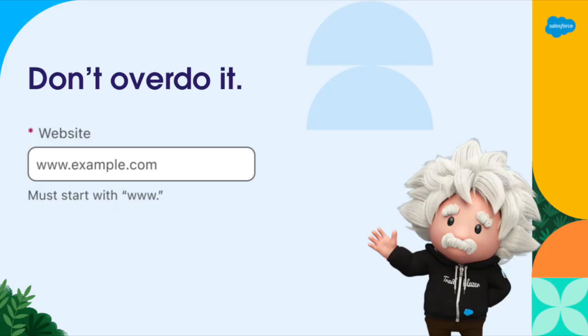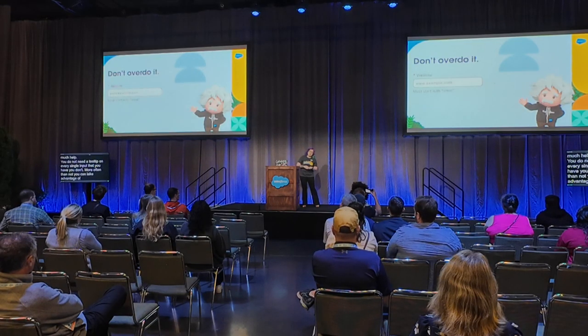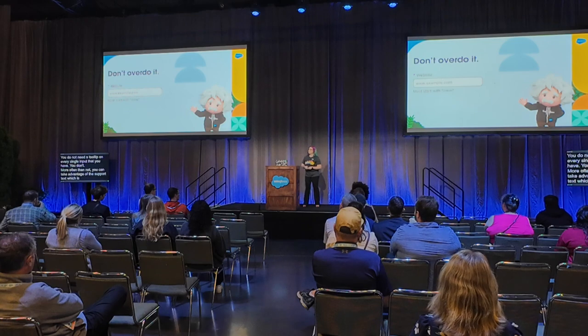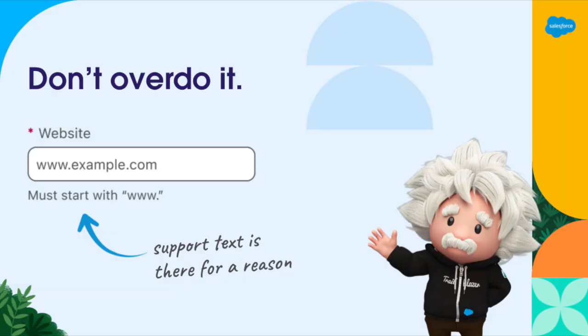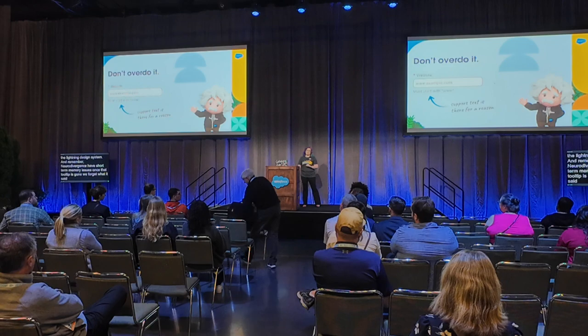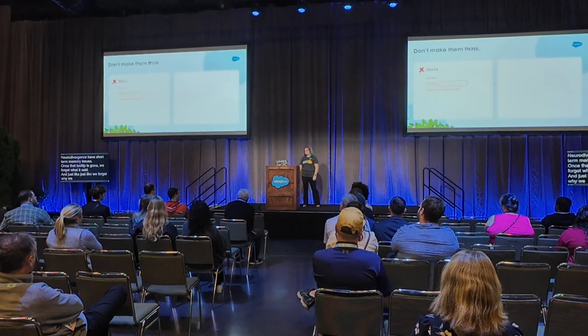And what you don't want to do is give too much help. You do not need a tooltip on every single input that you have. You don't. More often than not, you can take advantage of the support text, which is part of inputs in the Lightning Design System. And remember, neurodivergents have short-term memory issues. Once that tooltip is gone, we forget what it said.